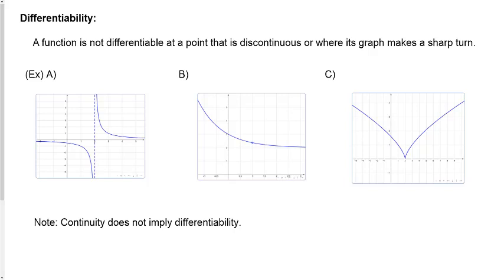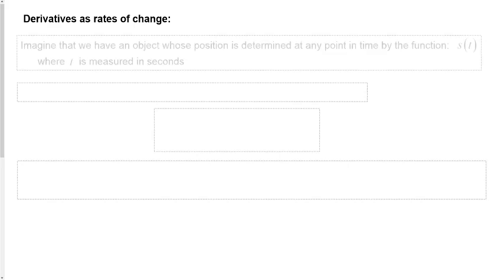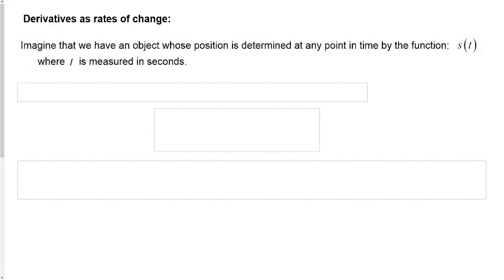Last up, derivatives as rates of change. So imagine that we have an object whose position is determined at any point in time by the function s of t, where t is measured in seconds. So it has an initial position at s of 0. Whatever you put 0 into your function, it gives you where it is located. At t equals 1, so 1 second later, it gives you the position where it's located, and so forth.